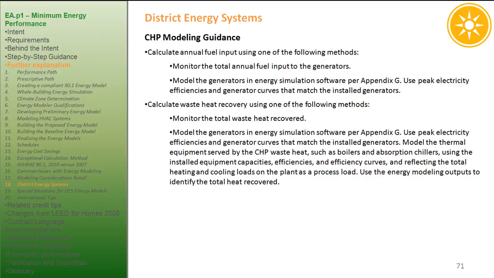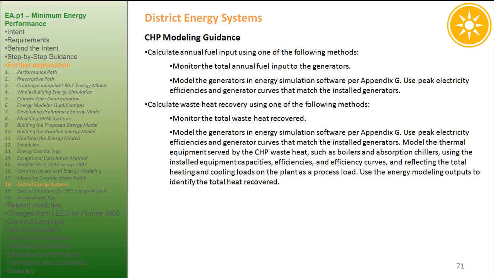Calculate annual fuel input using one of the following methods. 1. Monitor the total annual fuel input to the generators. 2. Model the generators in energy simulation software per Appendix G. Use peak electricity efficiencies and generator curves that match the installed generators. Calculate waste heat recovery using one of the following methods. 1. Monitor the total waste heat recovered. 2. Model the generators in energy simulation software per Appendix G. Use peak electricity efficiencies and generator curves that match the installed generators.